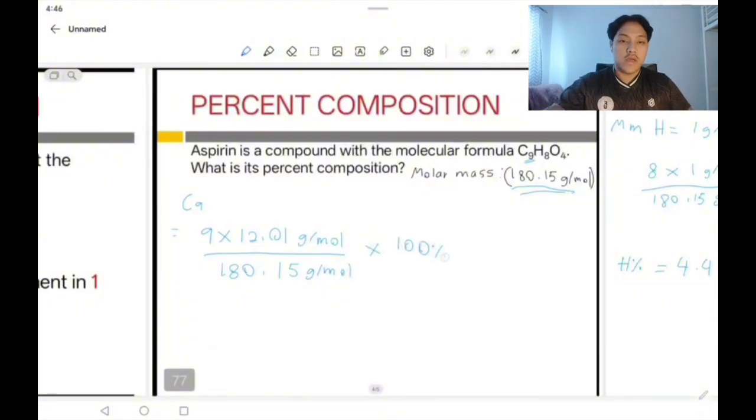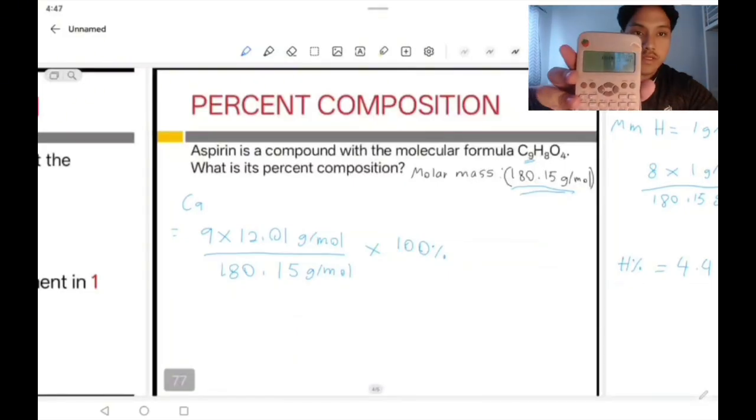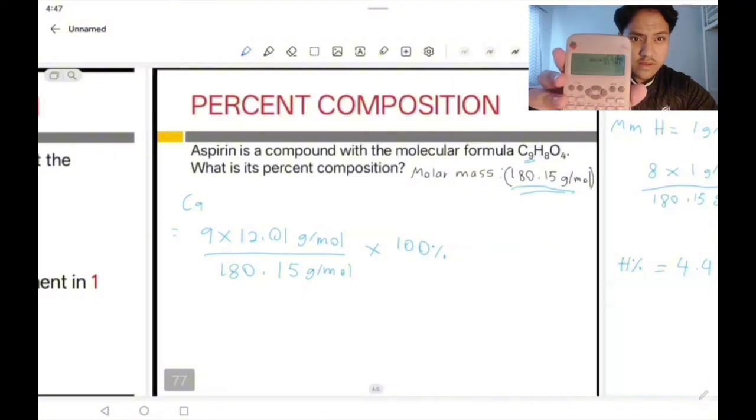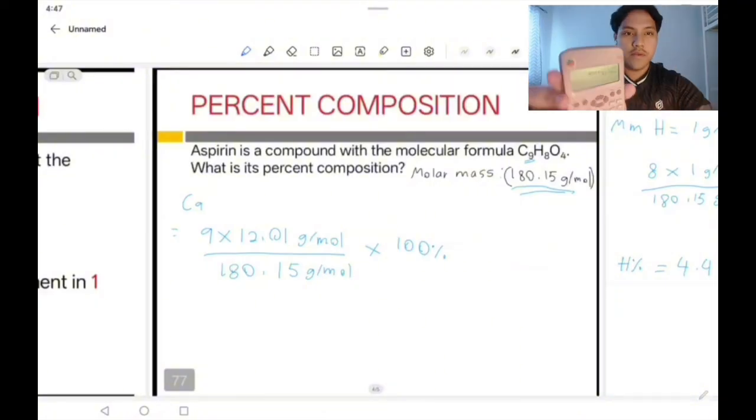As simple as this, we can determine the percent composition for this specific element. We put the values in our calculator, and make sure it is correct and we don't miss any of the values. 180.15 times 100. As you can see here, sorry if it's mirrored because I use the front camera. So we get 60.